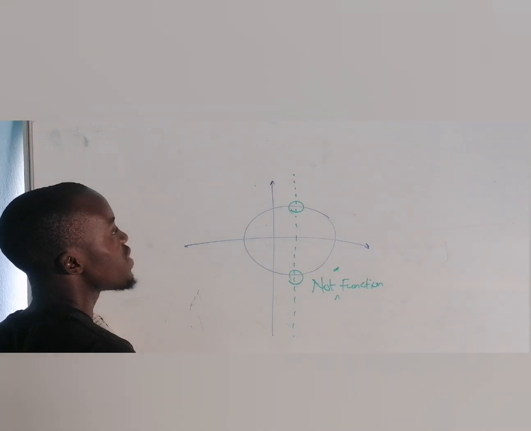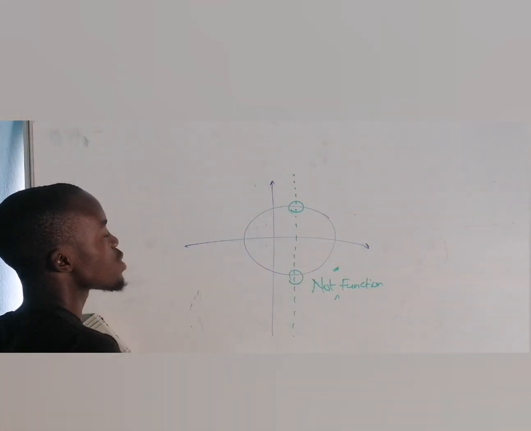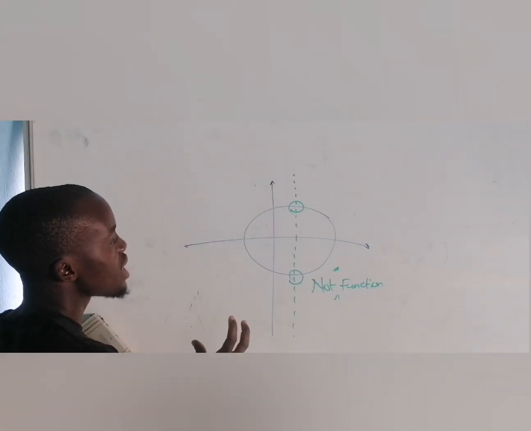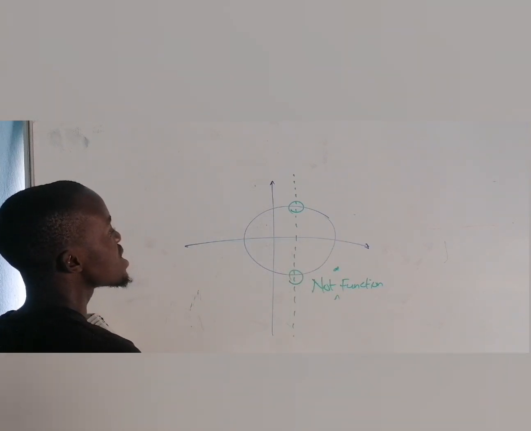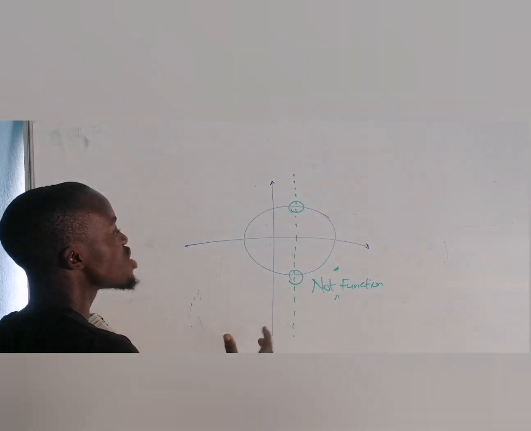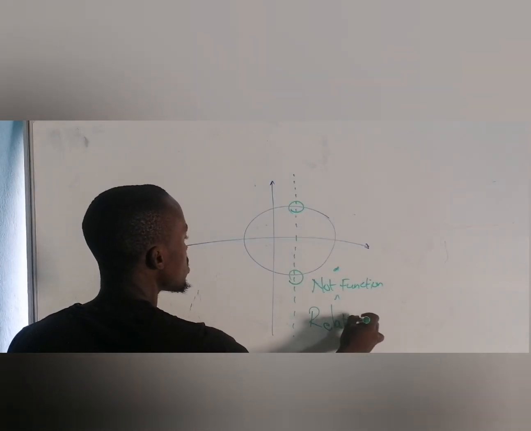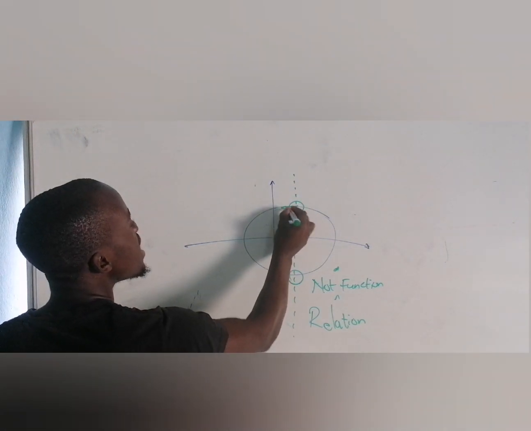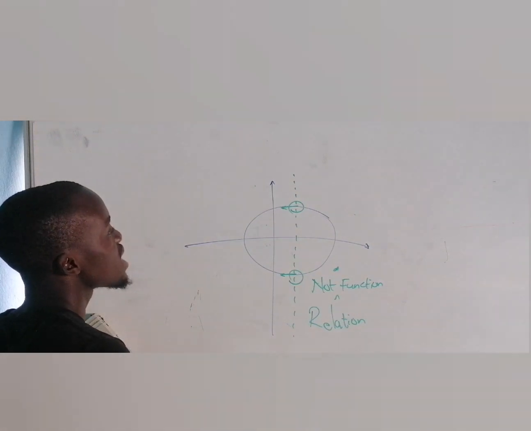Since it is not a function, we don't have to use the horizontal line test, because the horizontal line test is used to determine the type of function the graph represents. So what is it called when it is not a function? It is called a relation. What is a relation? It is when we have 2 y values to a single x value.